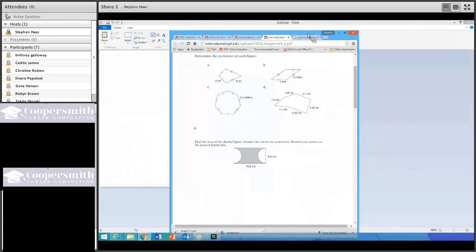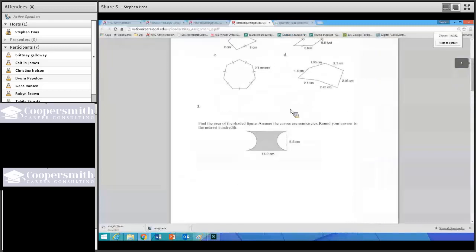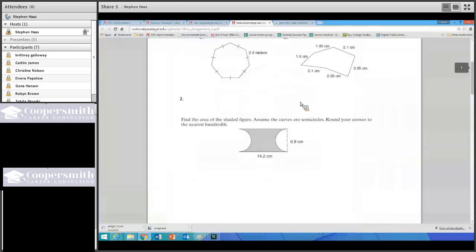Okay, so what we have over here, we've got two semicircles. Now, from a strategy perspective, how would we go about doing this? Notice that there are two semicircles here. What do two semicircles get you? One full circle, right? So the strategy I would use is to take the area of the whole rectangle. How would I figure out the area of the whole rectangle here?